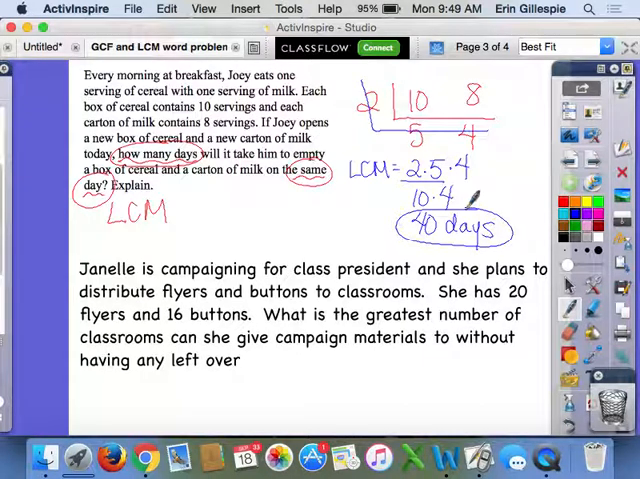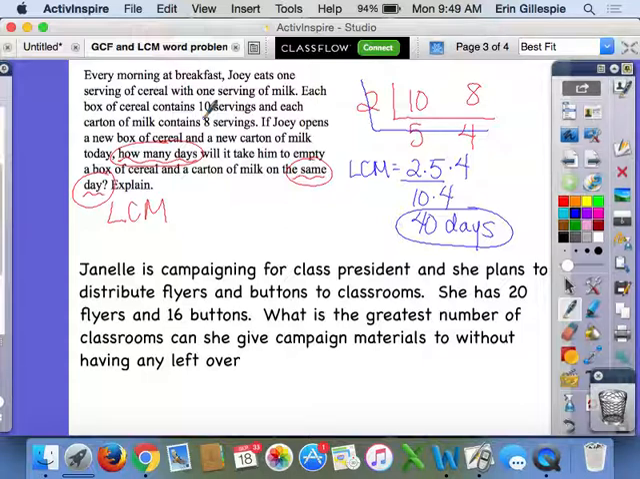Now, if you're not sure on a problem whether to do GCF or LCM, another thing to do would be to just try them both. You can get them both pretty quick by using the cake method, right? And check which answer makes the most common sense. So here we can see our GCF would be 2. Does it make sense that it will take him 2 days to open a carton of milk and a box of cereal the same day again? Well, no, because there's 10 servings and 8 servings, so that doesn't make sense. But 40 days does. So again, checking for common sense can also help you out if you're just not sure which one to do.